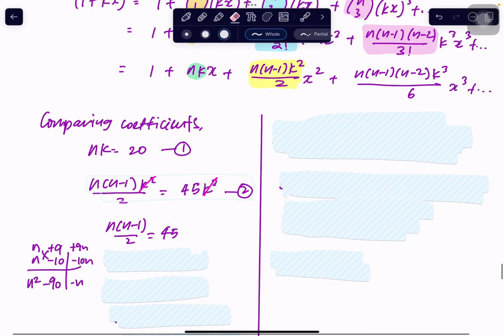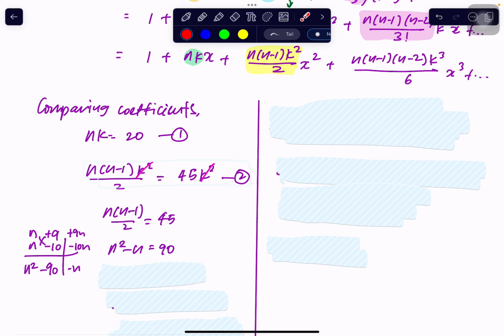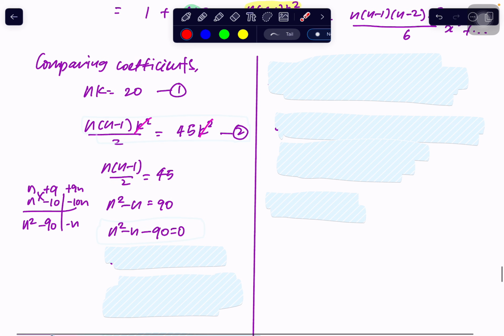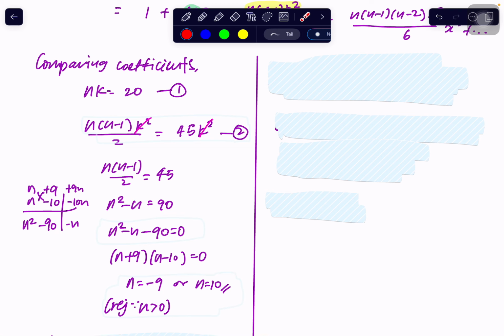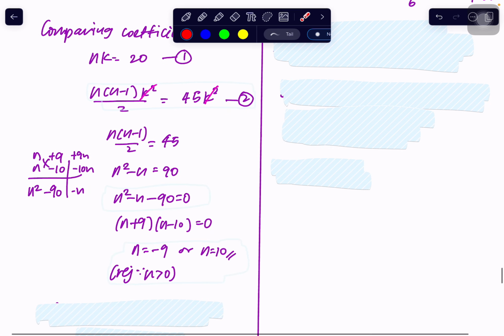Now I'm going to solve this very simple quadratic equation: multiplying 2 on both sides, subtracting 90 on both sides, and doing my cross method. I get 2 factors. Using the zero product principle, I conclude that n plus 9 equals 0 or n minus 10 equals 0. Therefore, n will be negative 9 or n equals 10. I have to reject negative 9 since n is an integer larger than 0.